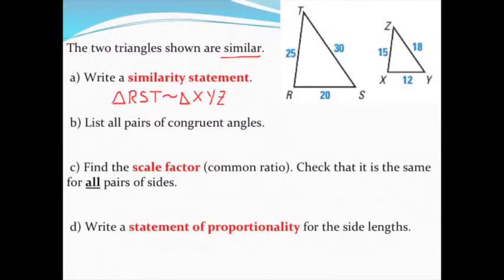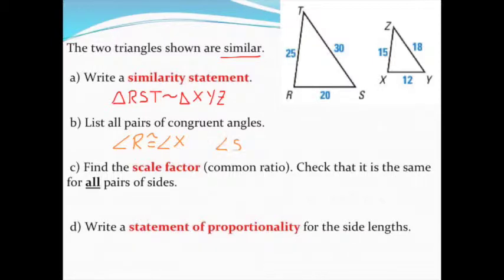Next up, they asked me to list the pairs of congruent angles. When two figures are similar, all their angles are still congruent to each other. So we can match this up the same way we did last time. Angle R is congruent to angle X, and notice I did use the congruency symbol right there because those angles are going to be the same. Similar figures don't have the same side lengths, but their angles are the same.